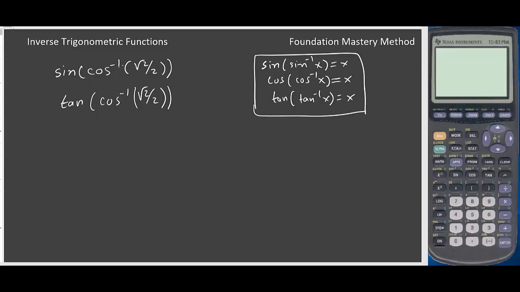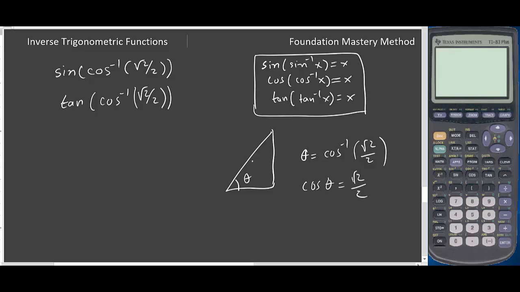You can remember from the unit circle, or you can do it from the triangle, right triangle. So I go with the right triangle for a general case. Suppose you have theta equals cosine inverse radical 2 over 2. So that means cosine theta is radical 2 over 2. Now if you consider this one is your theta, then you know that adjacent is radical 2 and hypotenuse is 2.